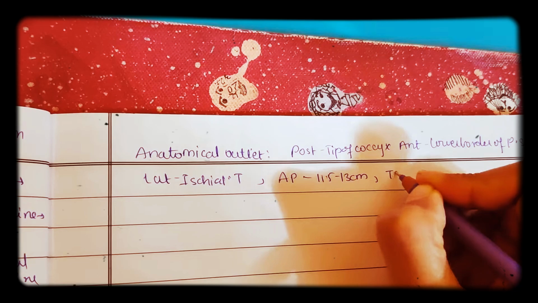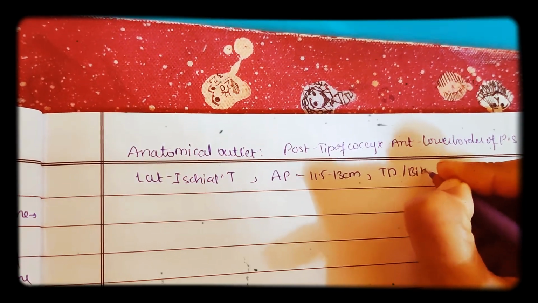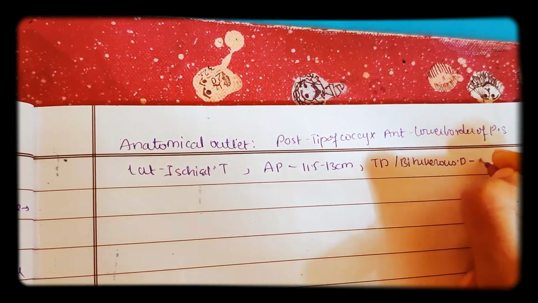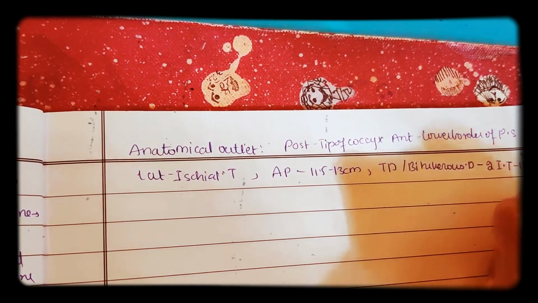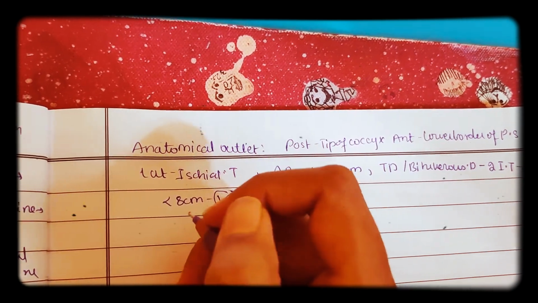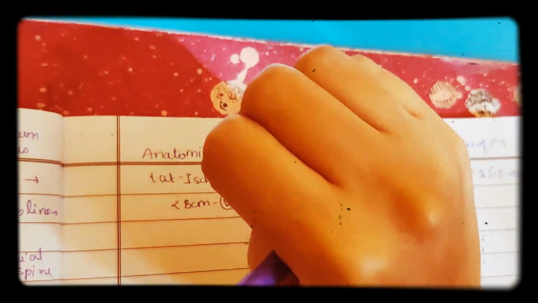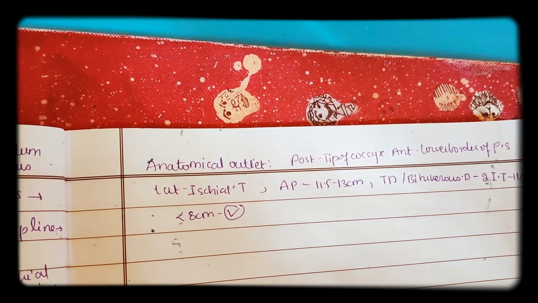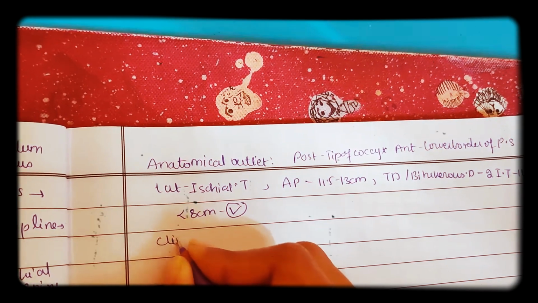Coming to the transverse diameter, or bituberous diameter, this is the distance between the two ischial tuberosities, that is 11 centimeters. If this diameter is less than 8 centimeters, then again you can say it is a contracted outlet. So if four knuckles can't pass between the two ischial tuberosities, that is also an indication of a contracted pelvis.